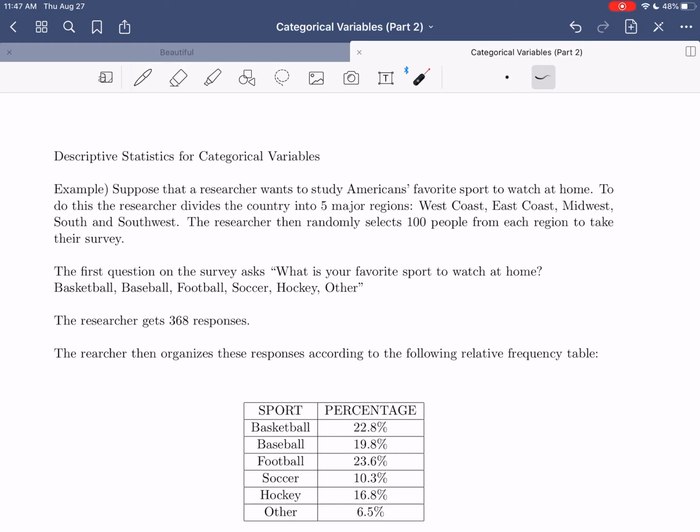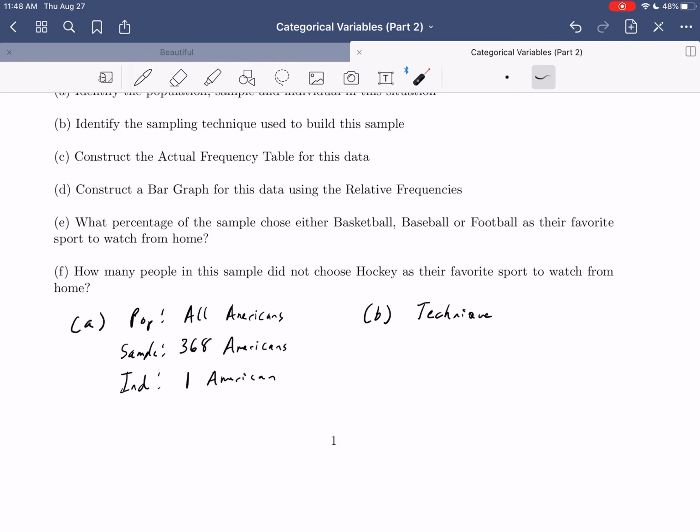So which of those is it then? Is an SRS a stratified a cluster? Well, notice that initially the researcher divided the country into 5 major regions, and then they selected 100 people from each region. So in other words, they basically performed an SRS for every one of these 5 regions. Because there was that initial classification, or the fact that they took several SRSs and put them all together, this would be a stratified sample. So the technique here was stratified.